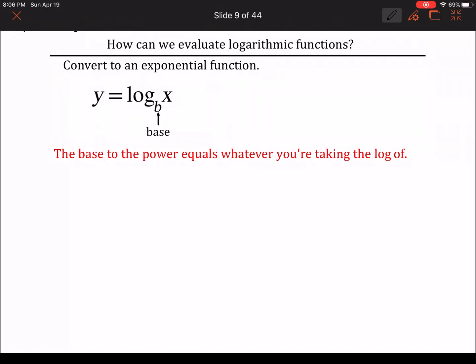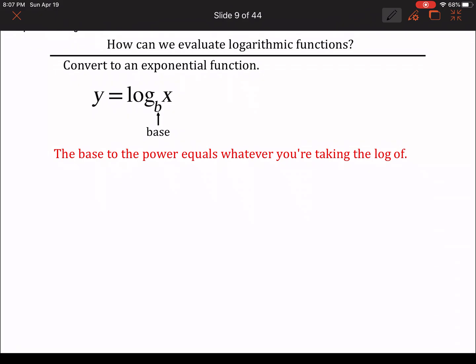But the base to the power equals whatever you're taking the log of. If we were in class, you would hear me chant that around the room, like in The Proposal when Sandra Bullock and Betty White are going around the fire and chanting. Yeah, that's how I would chant it. But you don't get that joy of hearing me chant.